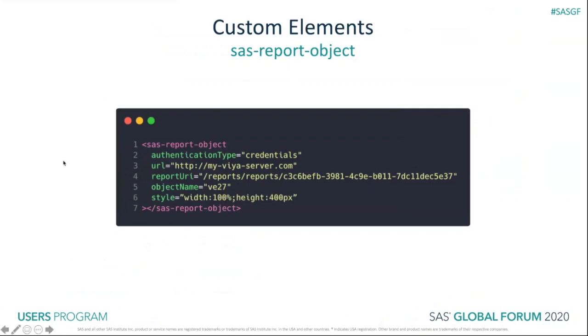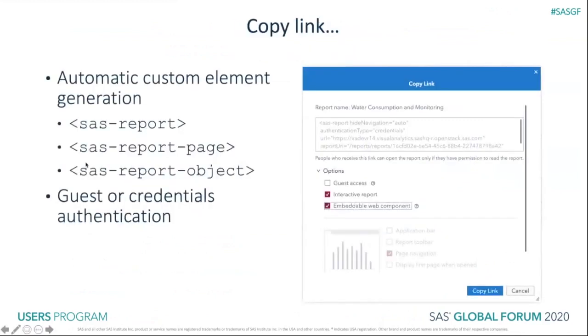So I've showed you all 3 custom elements that we have. And I guess the big question at this point is, okay, great. How do I determine what the report URI is? How do I know what my object name is? And I promise you I would show you. There's a real easy way to do this, and that's using SAS Visual Analytics, the application. There's a functionality called copy link, which will automatically generate the custom element tag that you need. So this will generate SAS report page and SAS report object tags. And it'll let you choose between guest or credentials.